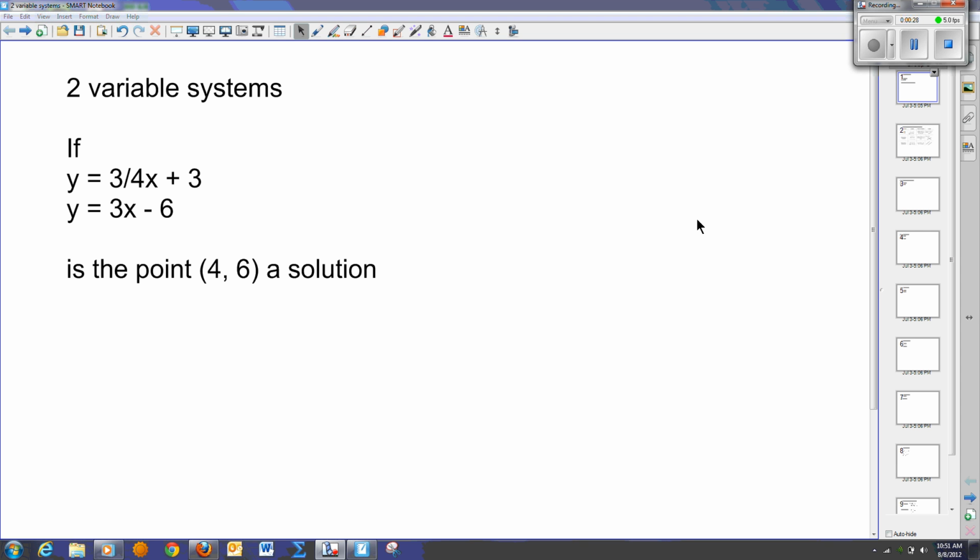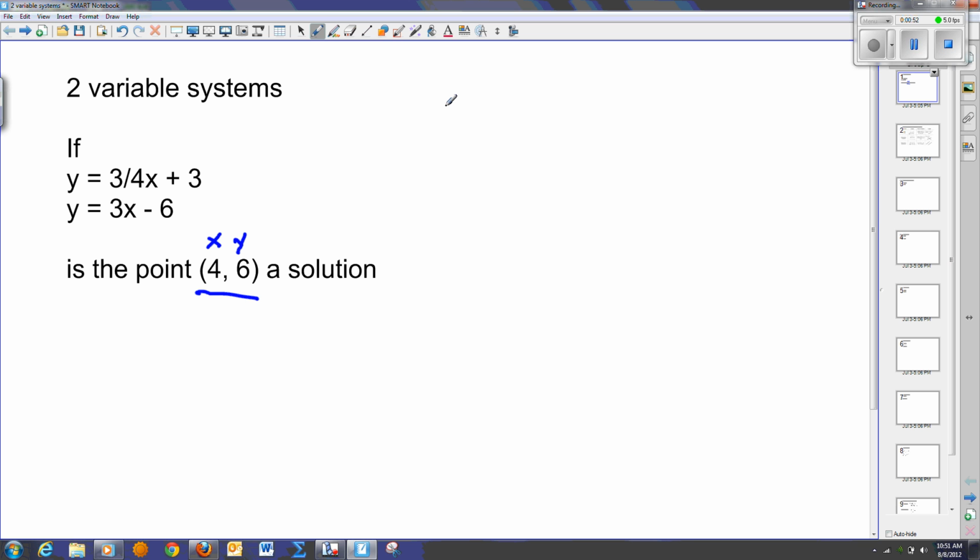So what I have for you is two equations, y equals 3/4 x plus 3 and y equals 3x minus 6. And I want to know, is the point (4, 6) going to be a solution for both equations? Well, this is as simple as plugging and chugging the point, 4 for x, 6 for y, into both equations and seeing if both hold true.